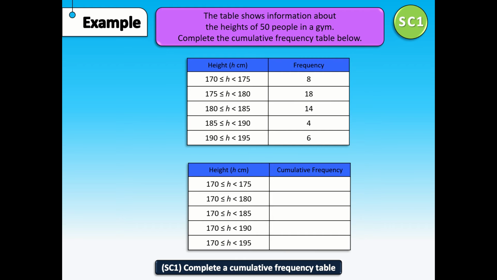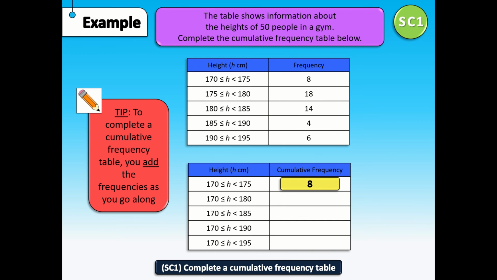So cumulative frequency means we add these up as we go. So to complete the cumulative frequency table, if you notice in the height column, they all start with 170. So in the first row, we want to say how many people had a height between 170 and 175. Well, that's 8 people. Then we want to say how many people had a height between 170 and 180. So we need to add 8 and 18 together. So that's 26.